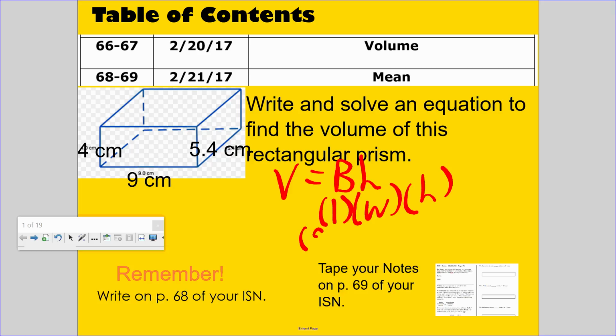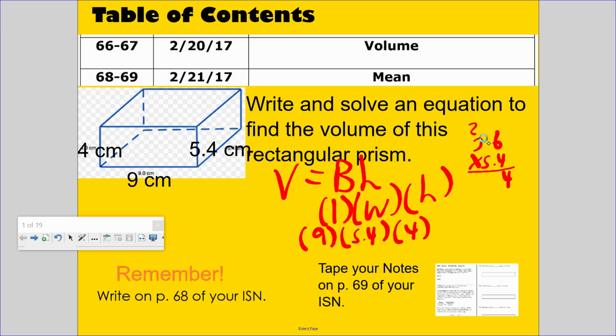So the length is 9, the width is 5 and 4/10, and the height is 4, I guess. So we know our three numbers. If you multiply 9 times 4, you get 36. And you multiply 36 and 5 and 4/10, that's 24.